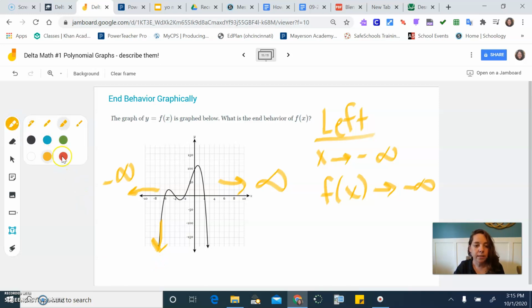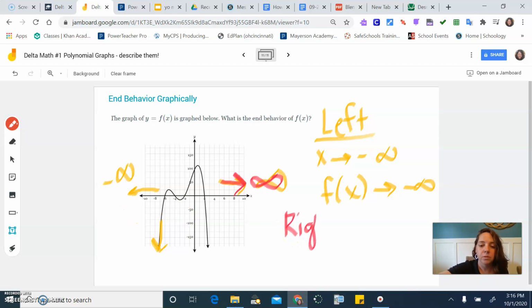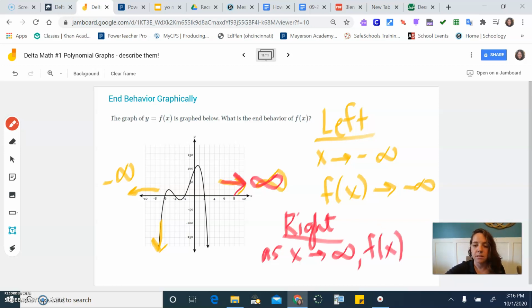Now, if we look at the right side of the graph, I'm going to use a different color for the right side. On the right side, we don't say as x approaches negative infinity. We say as x approaches positive infinity, right, because we're going to the right, f of x, well, is this thing going up or down? In this case, it's still going down.